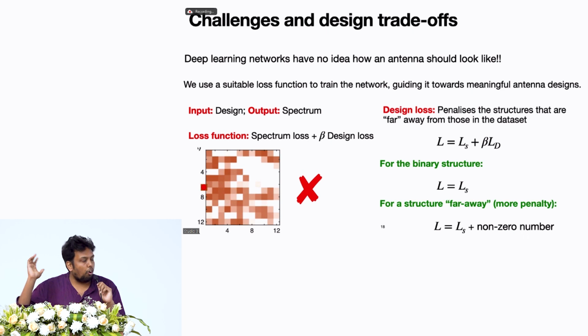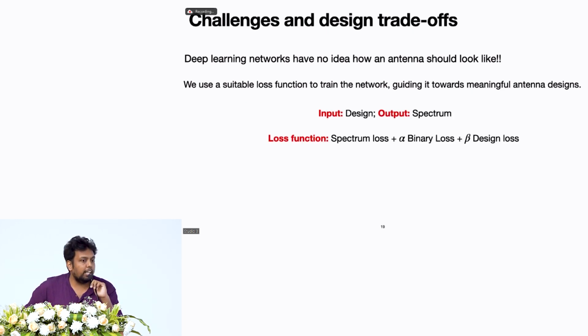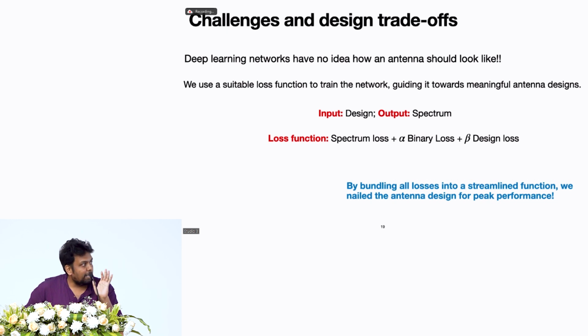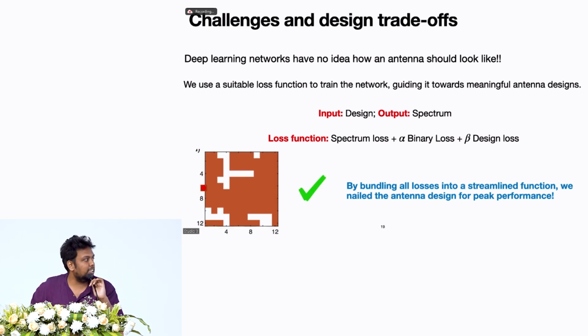What if we put all the terms in the cost function and see if we are able to get our antenna? By bundling all the losses into a streamlined function, we nailed the antenna design for the peak performance. And this is now how my antenna looks. We have got an antenna with this loss function and the ST activation layer that we have proposed to optimize the AI model for the binary optimization.